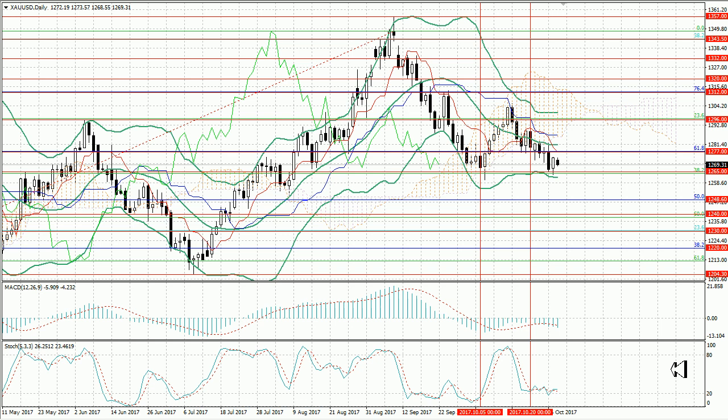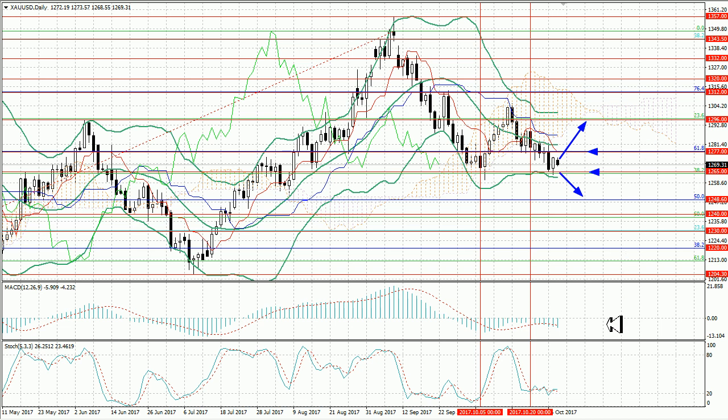Last week, the quotes of gold tested the level of 1265.0 once again, but failed to consolidate below it. If they manage to do it this week, the fall may continue to 1248.60. Otherwise, after breaking out the level of 1277.0, growth may continue to 1296.0. Technical indicators don't give a clear signal.